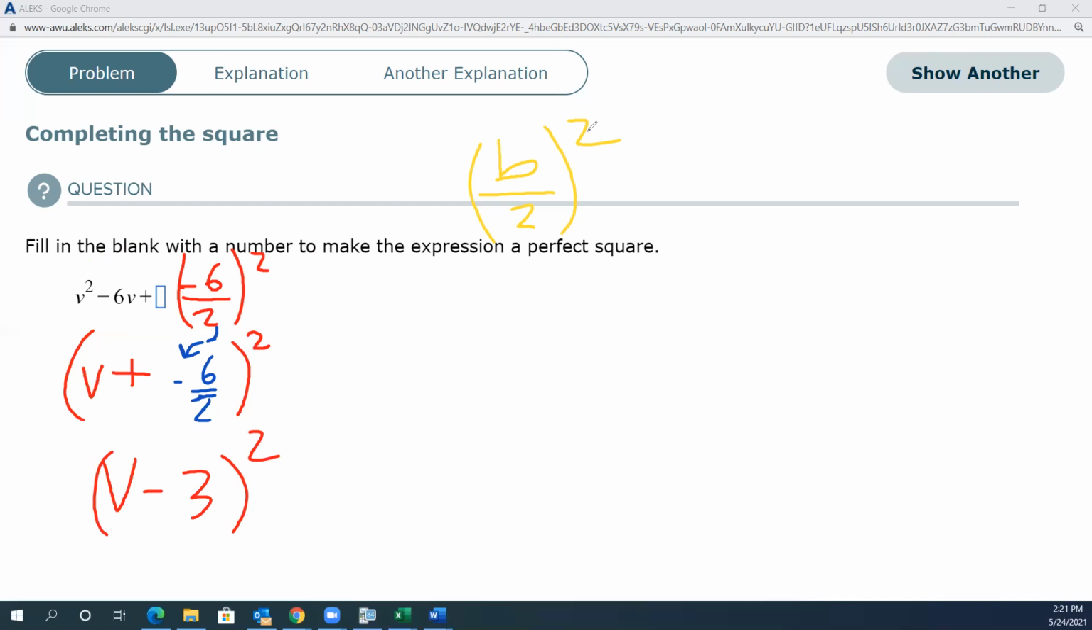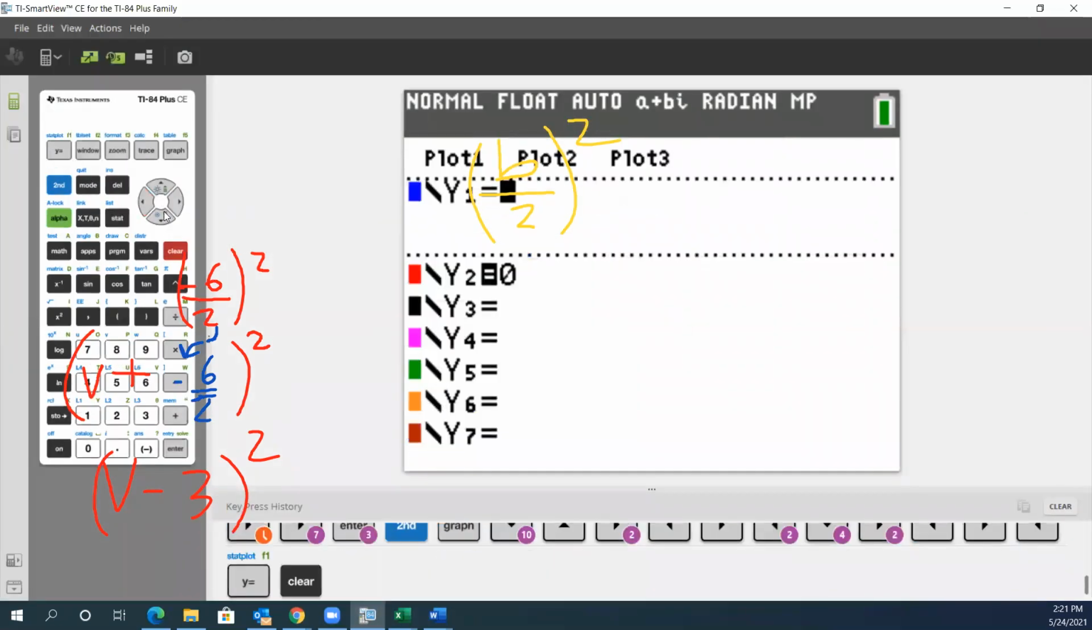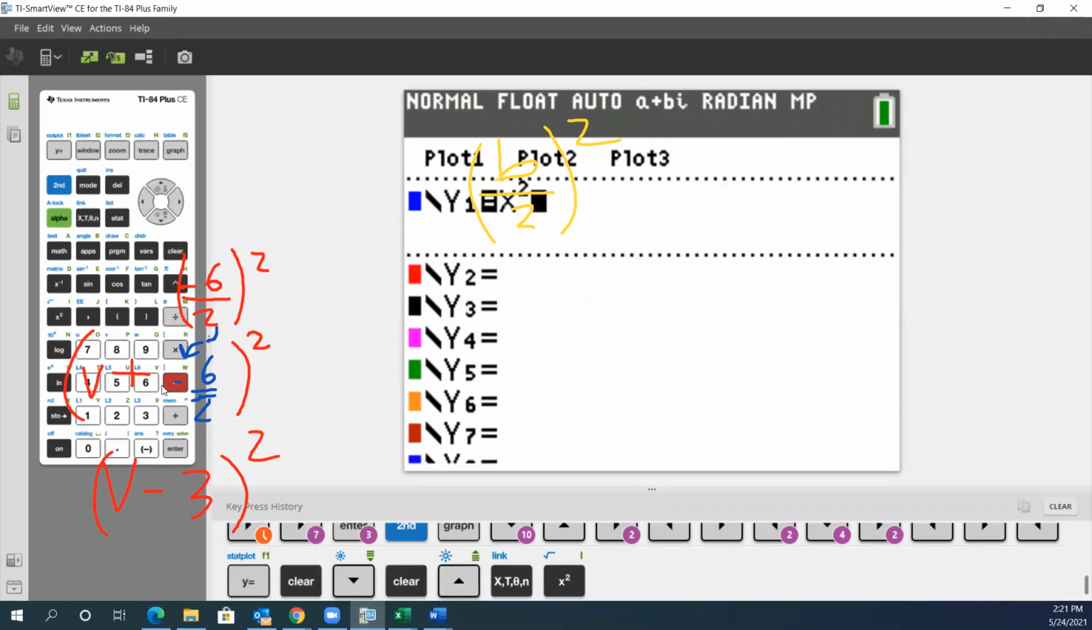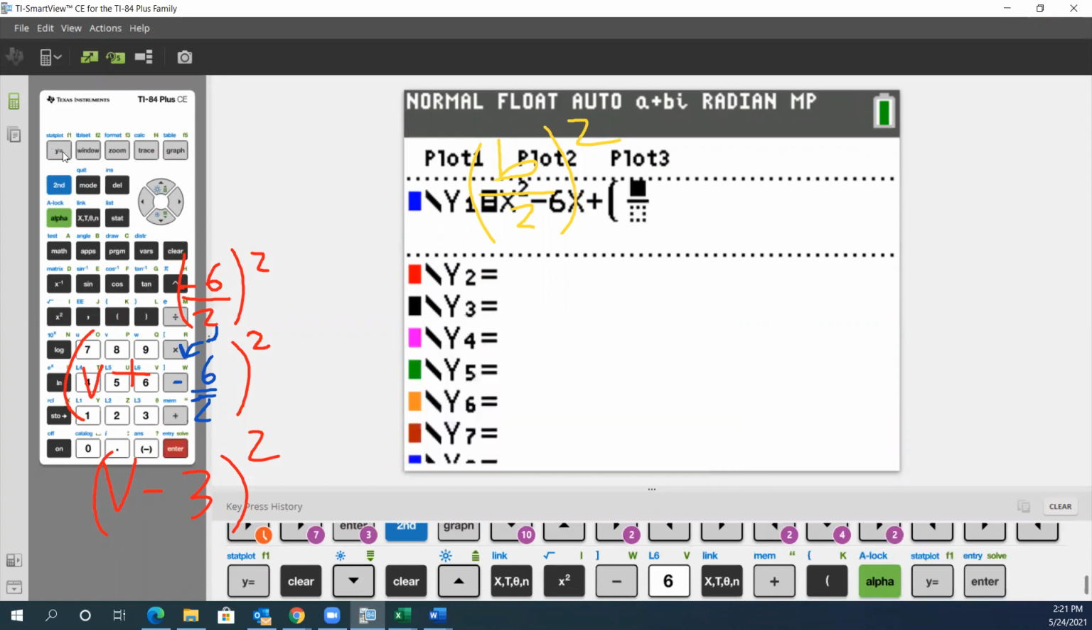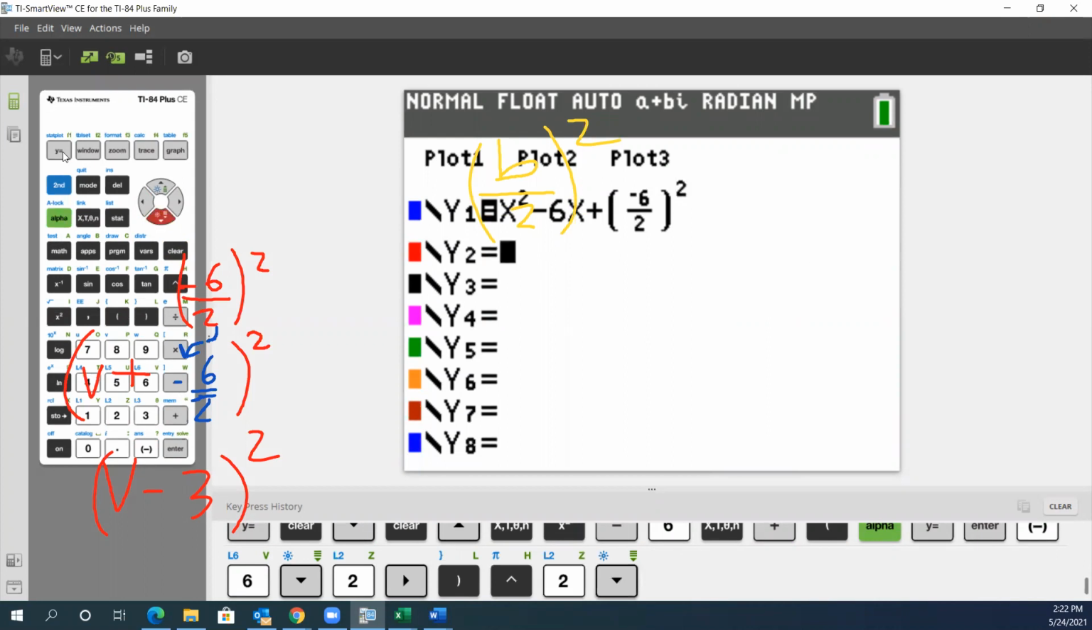Or, if I want to just see if they're the same thing, I could go to the calculator because it's fun. I could say, all right, x squared minus 6x plus, and let's see, I did -6 over 2 squared. Okay, so that was the original when I threw in the extra number. And then my final was x minus 3.